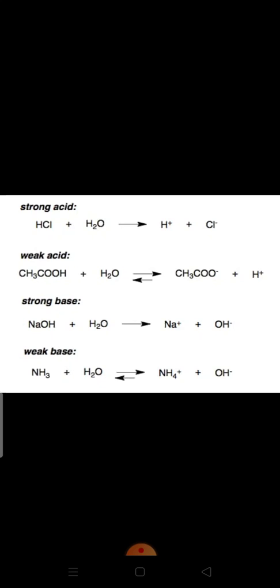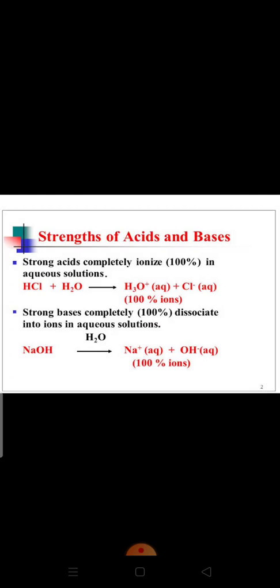Likewise, when bases dissolve in water, they also generate hydroxide ions in water. Hydroxide ions are OH minus ions. Bases which are soluble in water are called alkalis. Students, all bases do not dissolve in water. Strong acids completely ionize in aqueous solution, and strong bases also completely dissociate into ions in aqueous solution.